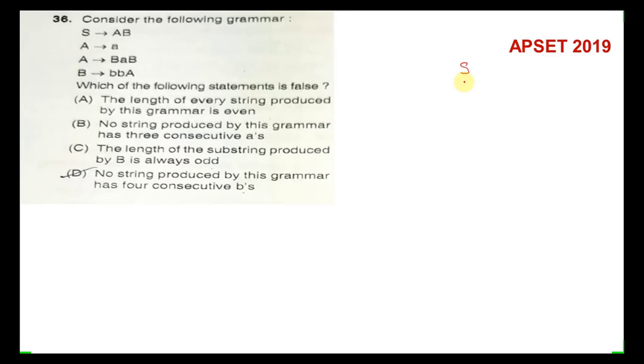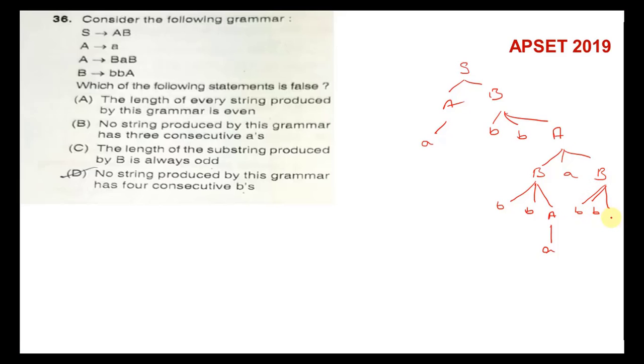So first take the first production in this grammar. What is the start symbol? S, so I am taking S tends AB, and this A is to be expanded with the terminal A according to the second production rule, and then B is expanded with B, A, and finally A is to be expanded with B, A, B, and this B is to be expanded with B, A, and this A is expanded with A, and finally this B is expanded again with B, A, and finally this A is expanded with A.